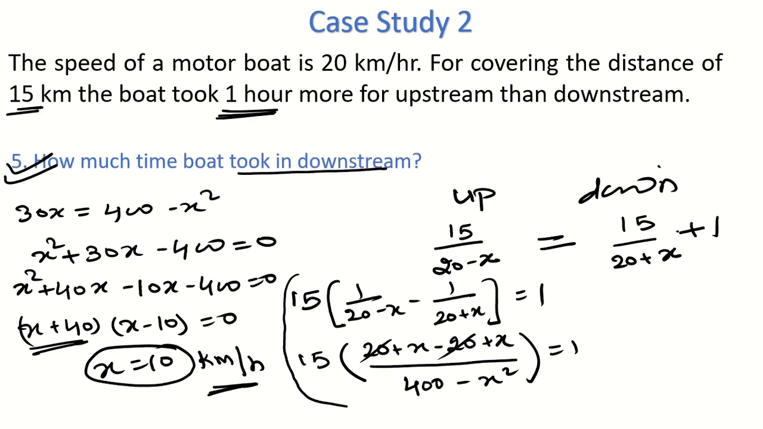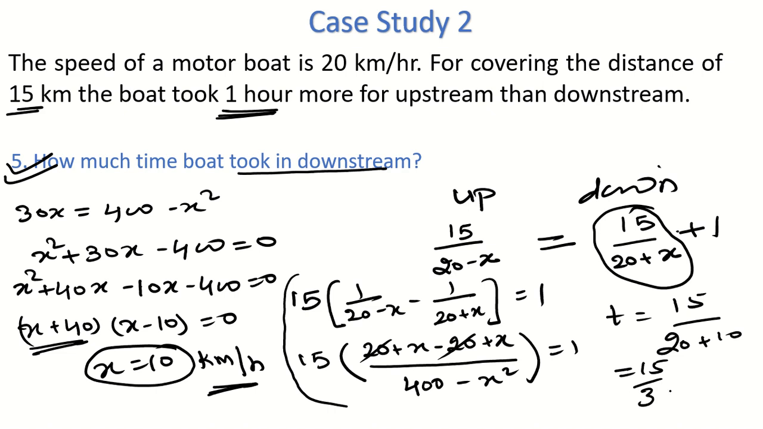Okay, now next part is how much time boat took in downstream. Time taken in downstream. So this is the time for the downstream, yes, that is 15 over, value of x is 10, so 15 over 30, sorry, 15 over 30 means 1 over 2 hour, 1 over 2 hour means 30 minutes. Okay, like this you see, if you focus on the basic things, then how easily you can solve the questions.